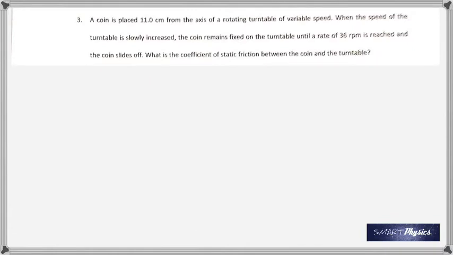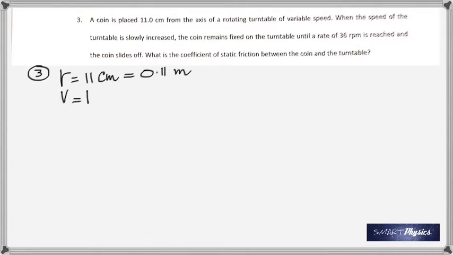A coin is placed 11 centimeters from the axis of a rotating turntable of variable speed. When the speed of the turntable is slowly increased, the coin remains fixed until a rate of 36 rotations per minute is reached, and then the coin slides off. What is the coefficient of static friction between the coin and the turntable? Just like in the last problem, here the centripetal force is equal to the force of friction. So when the centripetal force becomes more than the force of friction, that's when it slips away.